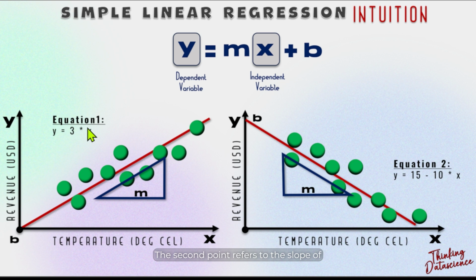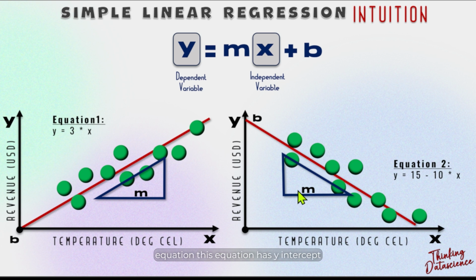The second point refers to the slope of the line, which is represented by the letter m. In this case, m is positive 3, which means that as the independent variable increases, the dependent variable will also increase. This can be explained with the help of the line or model, where we can see that as x increases, y also increases. So let us take a look at the second equation.